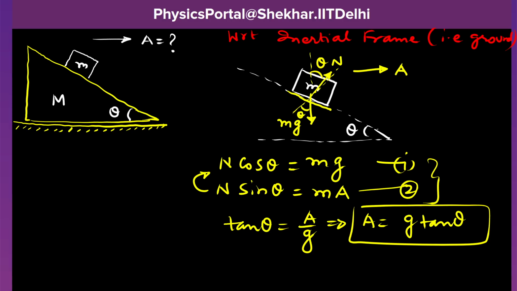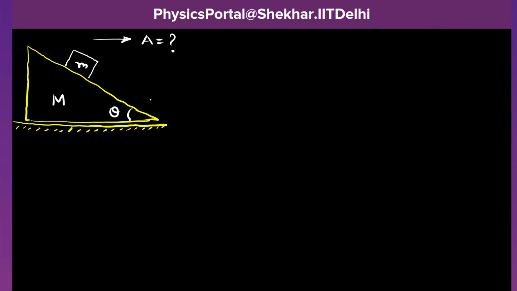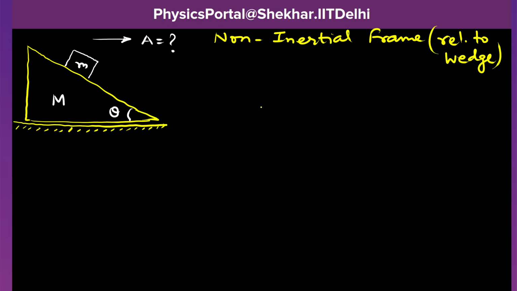Now we can solve the same question again. We can solve this question in the non-inertial frame also, that is relative to the wedge. The wedge is a non-inertial frame of reference because it is an accelerated frame. Forces do not change whether it is an inertial frame or a non-inertial frame, so the forces will be the same. If we draw the free body diagram again, mg will be acting in the downward direction and the normal reaction will be acting perpendicular to the contact surface.